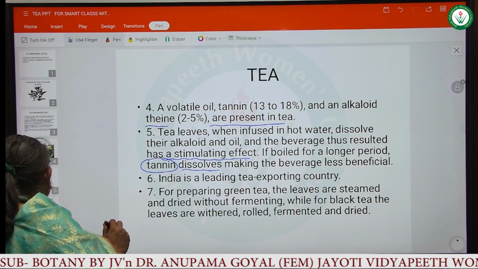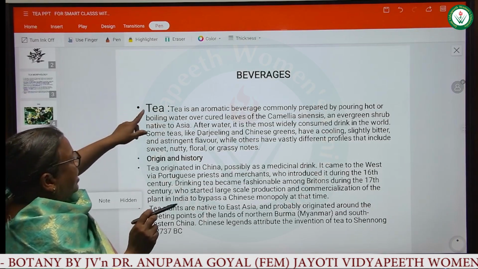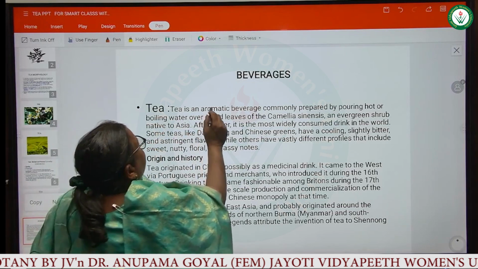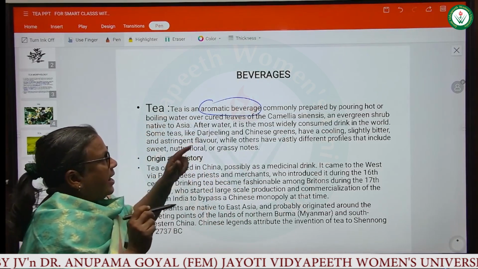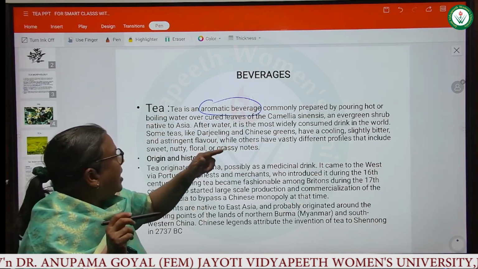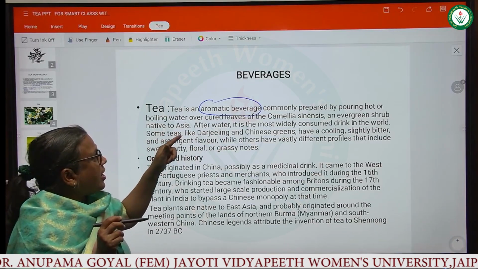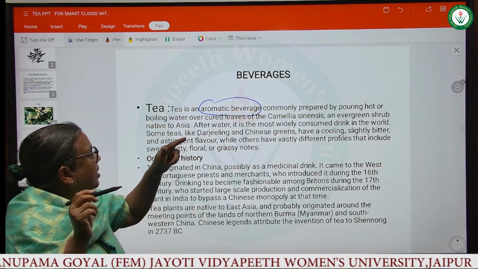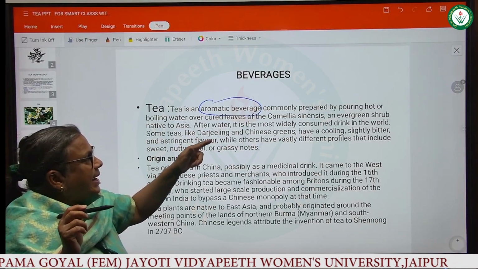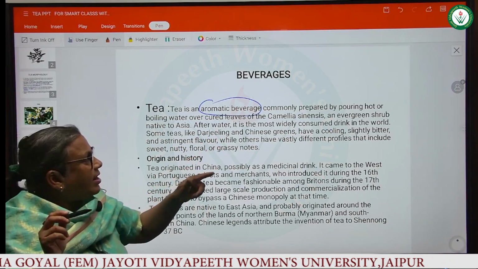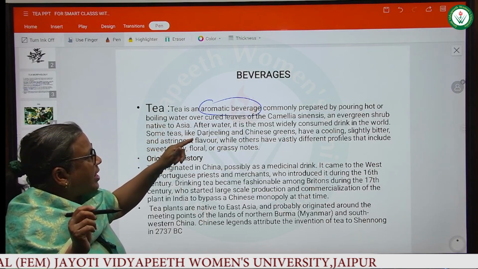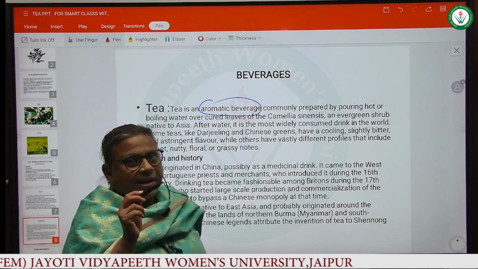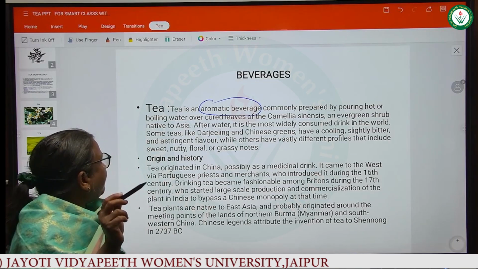Now again, beverages. Tea is an aromatic beverage. So students, tea is an aromatic beverage. It is prepared by pouring hot or boiling water over the cured leaves of Camellia sinensis, an evergreen shrub native to Asia. After water, it is the most widely consumed drink in the world.